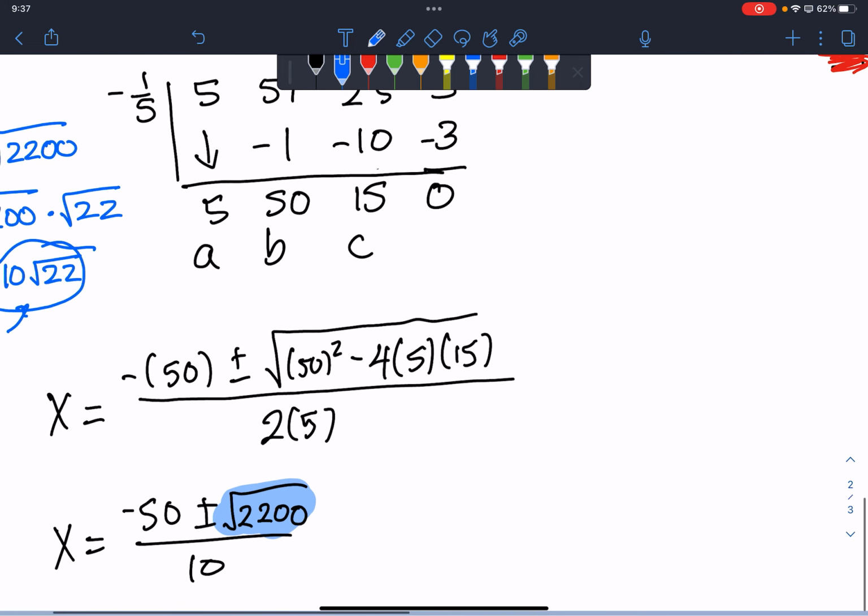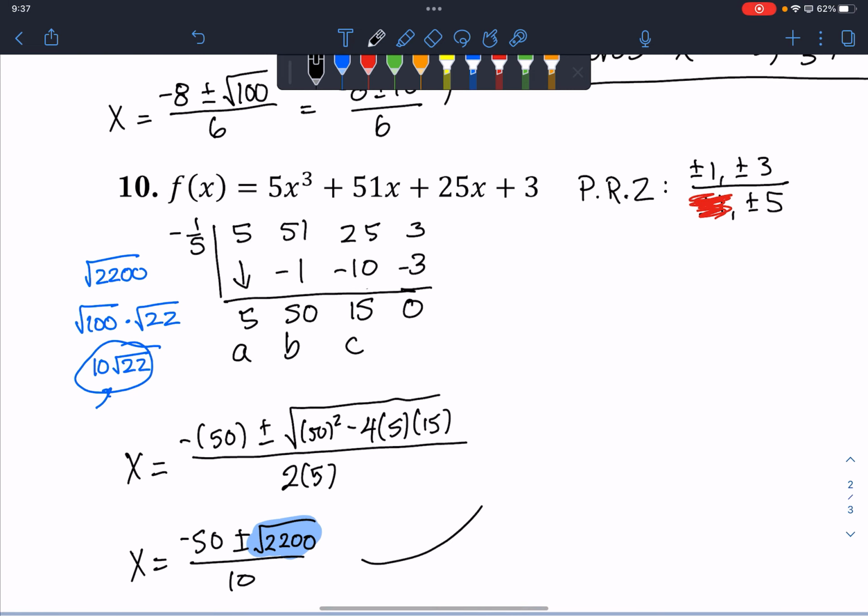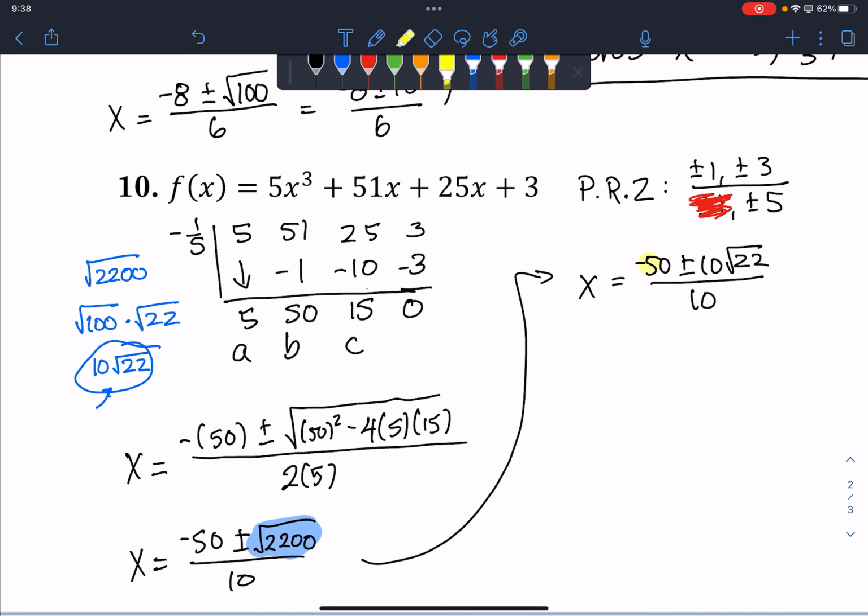So let's do that. All right, and let's continue this over here. So we're going to write x equals negative 50 plus or minus 10 times the square root of 22 divided by 10. And now all of these numbers have a common factor of 10. So that's going to give us negative 5 plus or minus 1 times the square root of 22. And those are my other two zeros.